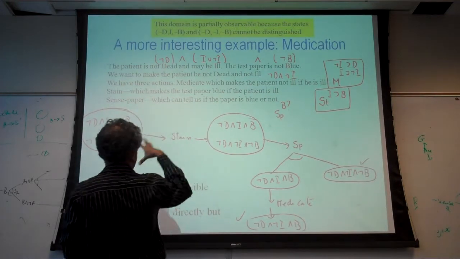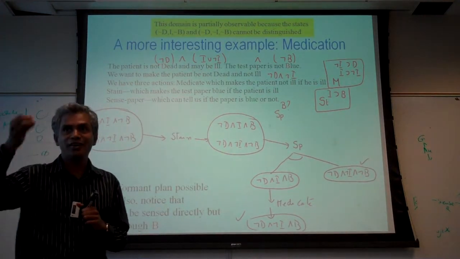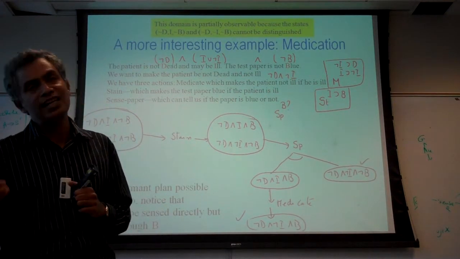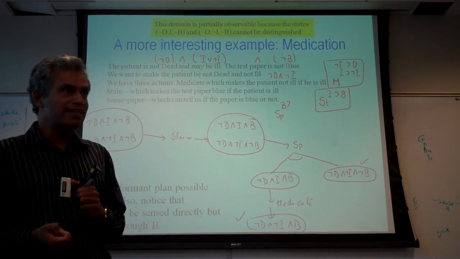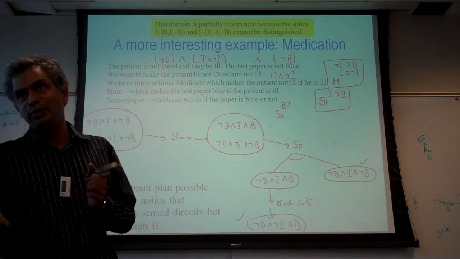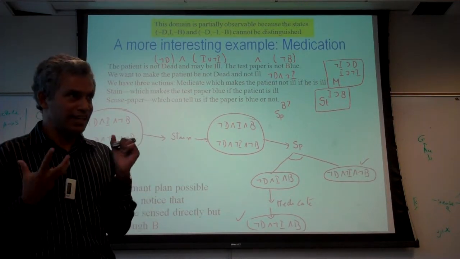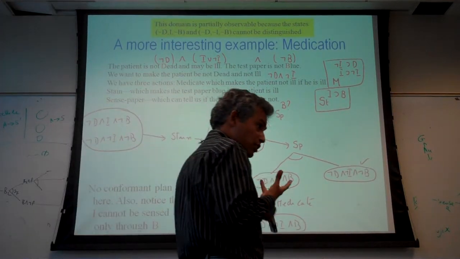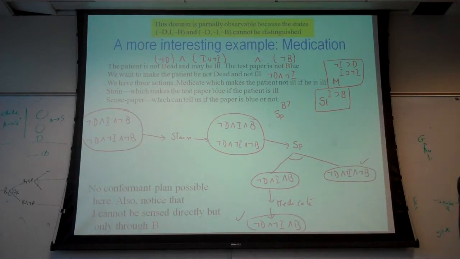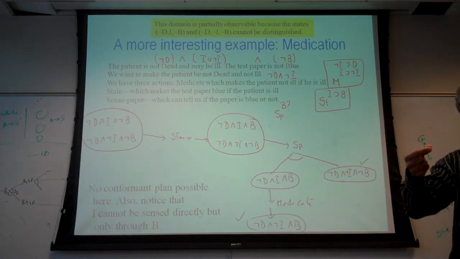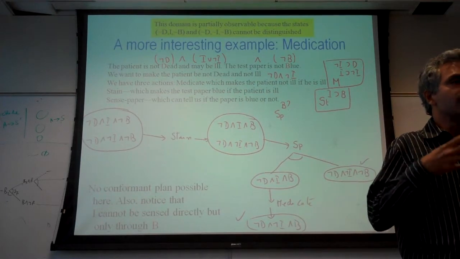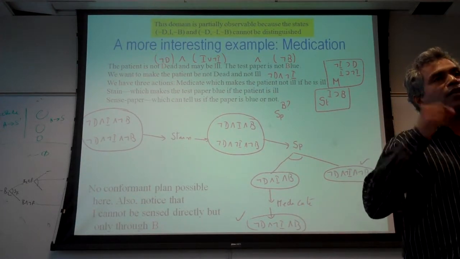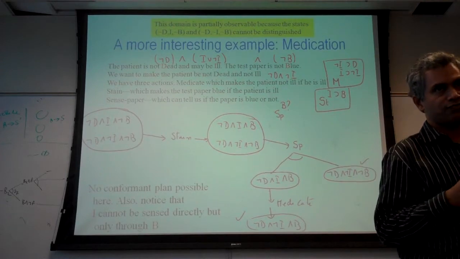And in this case, the cost is stark. If you give the medicine to the guy who's not ill, he would die. If you don't give the medicine to the guy who is ill, he would die too. You want to make sure he doesn't die, and the only way you can figure that out is whether or not he has the disease. If he does have the disease, you'll give the medicine. If not, you won't give the medicine. But normally, you may not be able to observe the variable, do you have the disease.